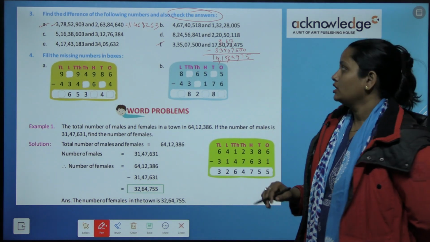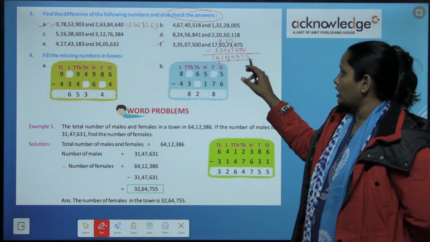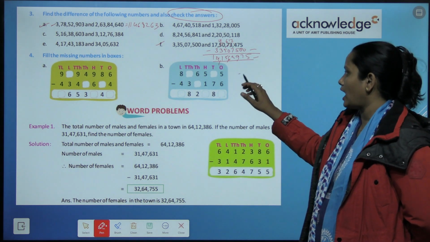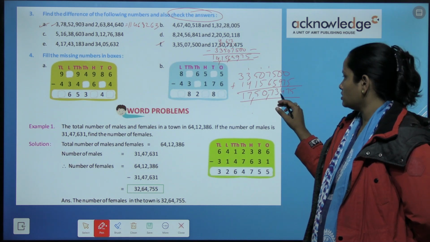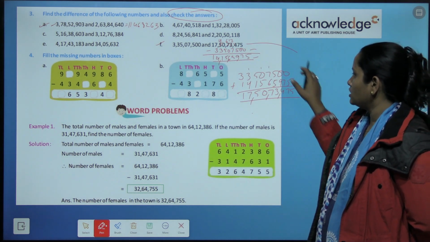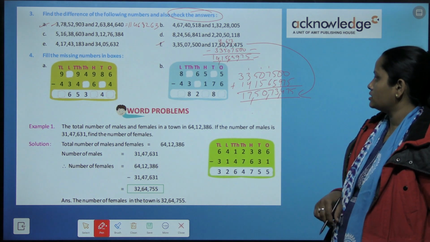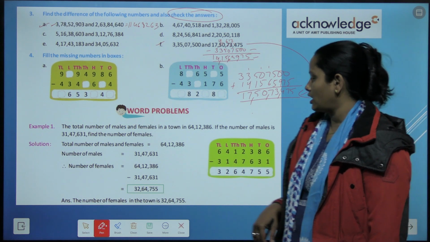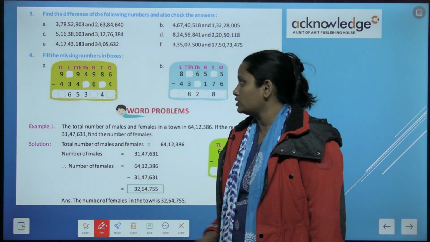Now let's check the answer. So हमें क्या करना होगा? इस नीचे दोनों numbers को हमें add करना होगा. Let's add it. So this is the answer, children, that we get. And let's match it. Yes, these two are the same numbers. So this means that our calculation is correct. I hope this is clear to you.